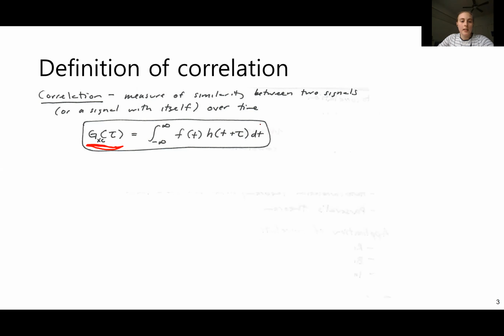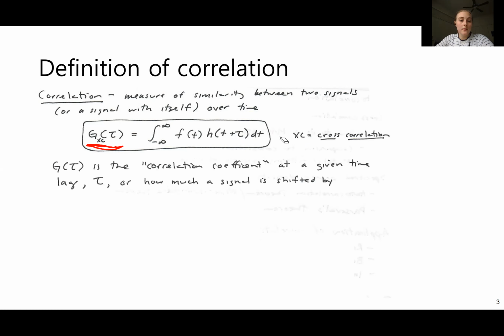So with the notation that I have here, you can see that I put xc, and what I mean by xc is that we're doing cross-correlation, that f of t and h of t are two different signals. And then this g of tau is what we call the correlation coefficient. And this tau value can be over the entire time space that your signal exists. That's how much you're shifting your second signal by here.